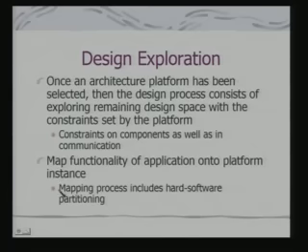Mapping process includes hardware software partitioning, which we have already seen. But what is important, again I am repeating the same point, is that your possibilities get defined by the constraints or the flexibilities that the platform provides.